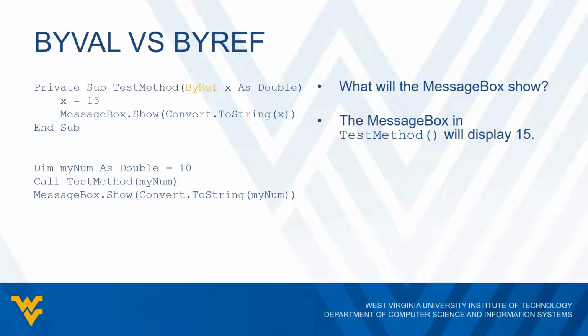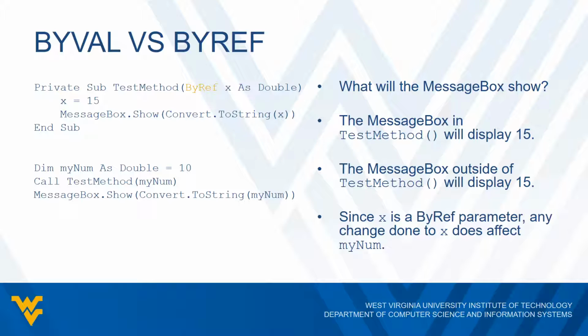That stays the same. But what happens now is when we go back into our code, so after we call our sub, mynum has changed. It's now going to be 15. So when we display the second message box, we find that it's going to display 15 instead of 10. And this is because x is a ByRef parameter, which means if we make a change to that parameter in a sub, it is going to change the variable that was the argument to our sub call. So in this case, any change done to x is going to change mynum.